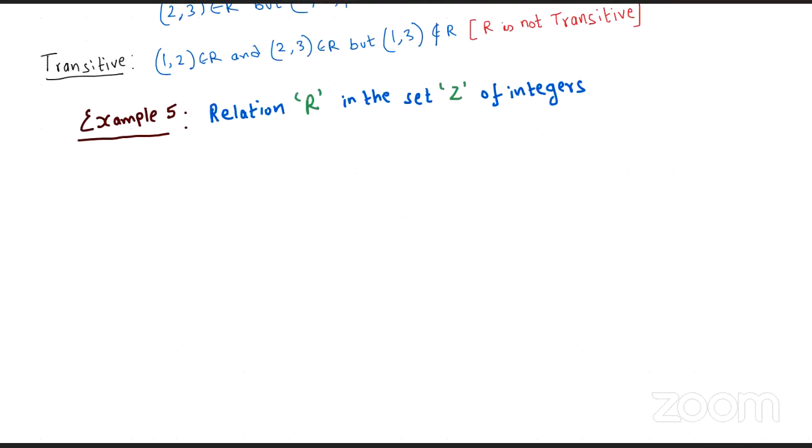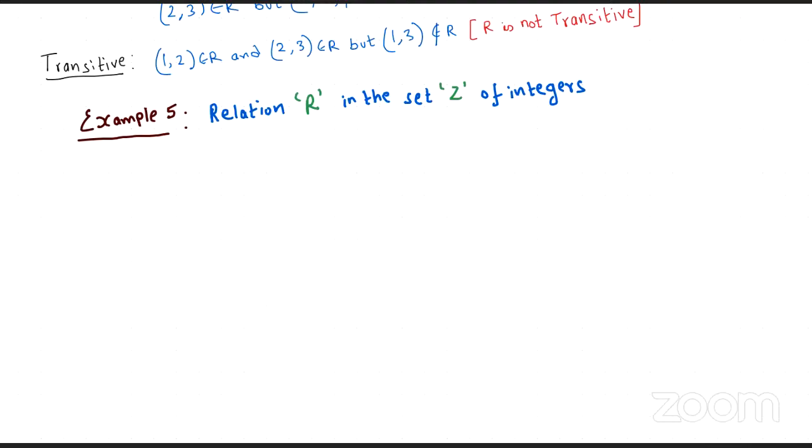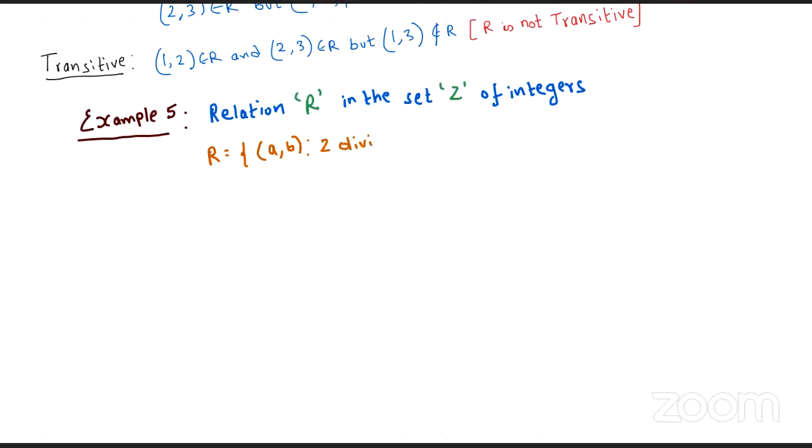Okay. And relation R is given something like this: R is equal to the ordered pairs (A, B) such that 2 divides A minus B.